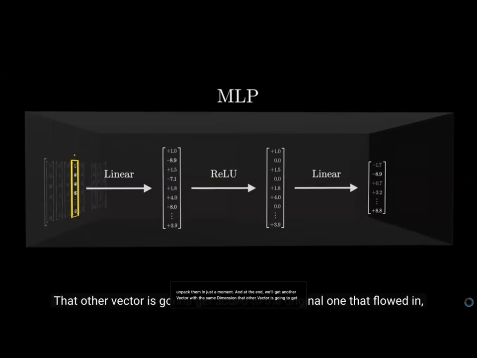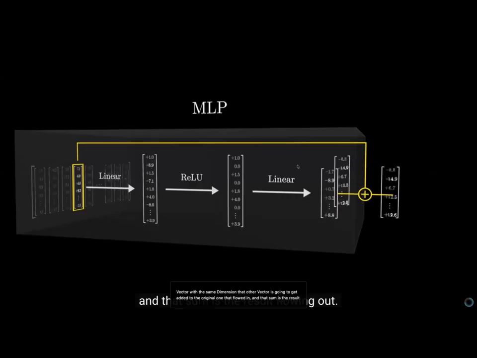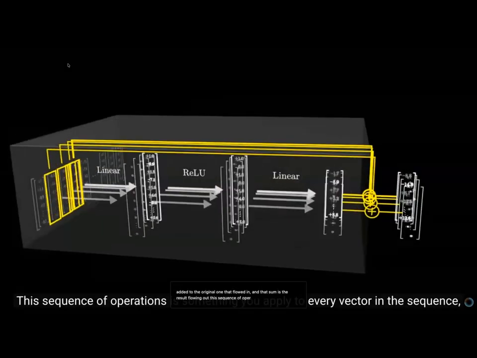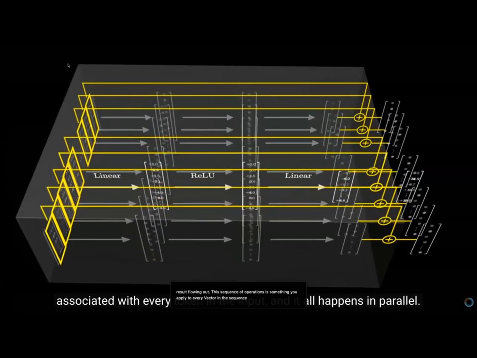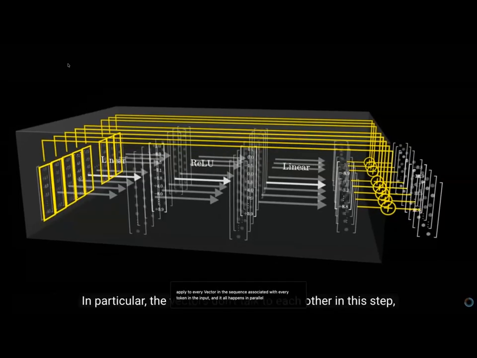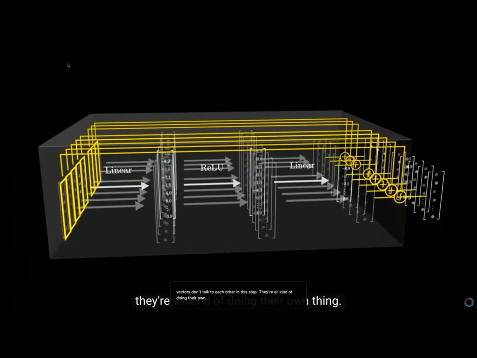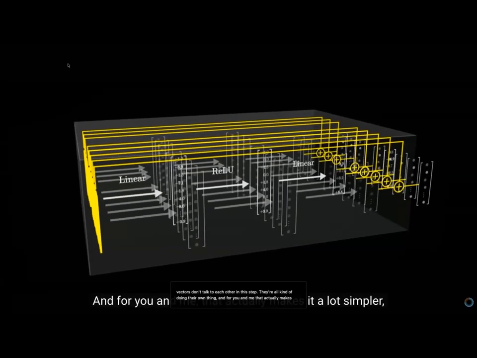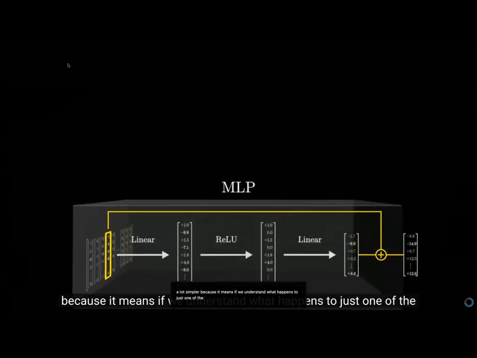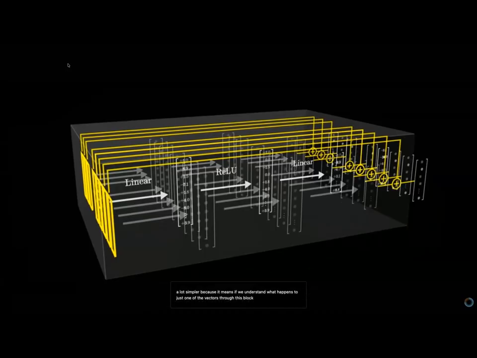That other vector is going to get added to the original one that flowed in, and that sum is the result flowing out. This sequence of operations is something you apply to every vector in the sequence, associated with every token in the input, and it all happens in parallel. In particular, the vectors don't talk to each other in this step. They're all kind of doing their own thing. And for you and me, that actually makes it a lot simpler, because it means if we understand what happens to just one of the vectors through this block, we effectively understand what happens to all of them.